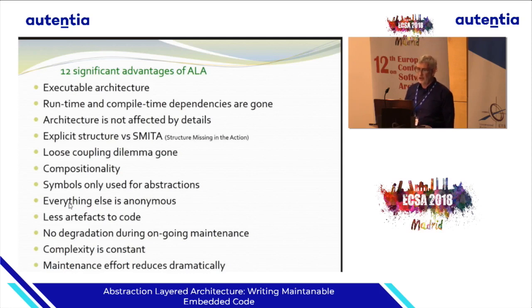The architecture, the output from that first two weeks, was directly executable. So there's one source of truth, which eliminates a whole source of problems, like the ones we've been talking about with models and documentation and so on. Your architecture itself was executable. Runtime and compile time dependencies are gone. You don't have to manage them anymore.